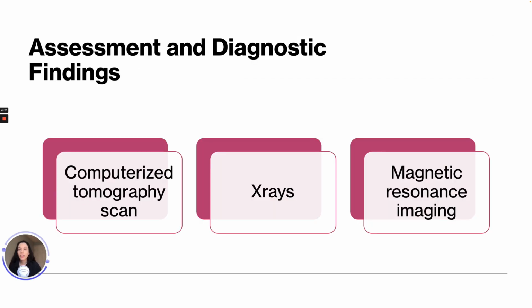So just different assessment and diagnostic findings. We may use a computerized tomography or a CT scan, which can provide a better look at abnormalities seen on an X-ray. We can use an X-ray for people who are suspected of having a spinal cord injury after trauma, or we might do a magnetic resonance imaging or an MRI, which uses a strong magnetic field and radio waves to produce a computer-generated image.